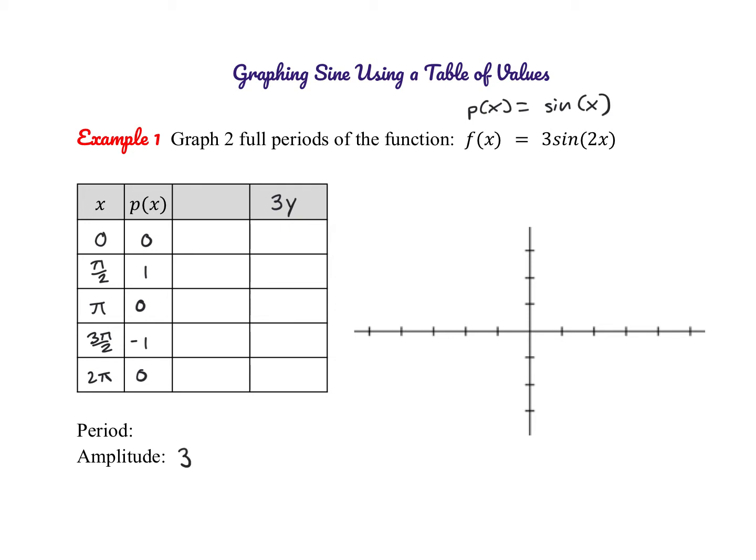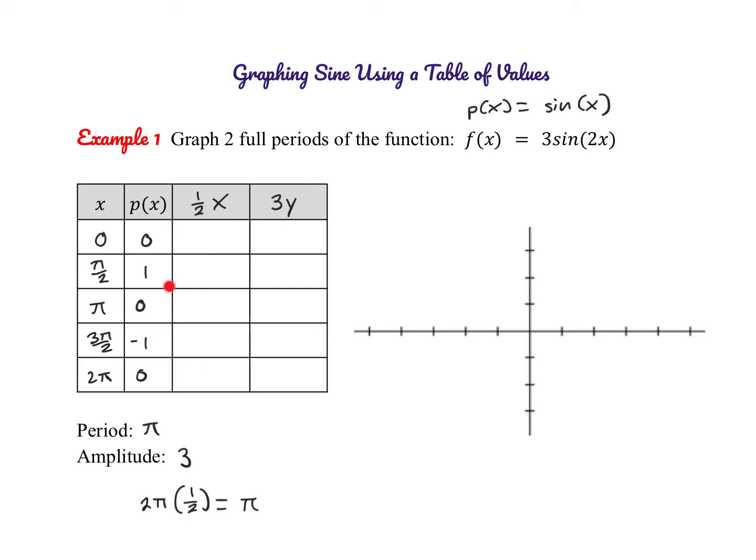Now here you can see that we also have a horizontal shrink by a factor of 1/2. So that means all of our x values are going to get divided by 2 or multiplied by 1/2. It will also affect our period. So remember, we take the original period, which was 2 pi, and we multiply it by the stretch or shrink factor, which in this case is 1 over 2. So our period in this case is going to be pi.